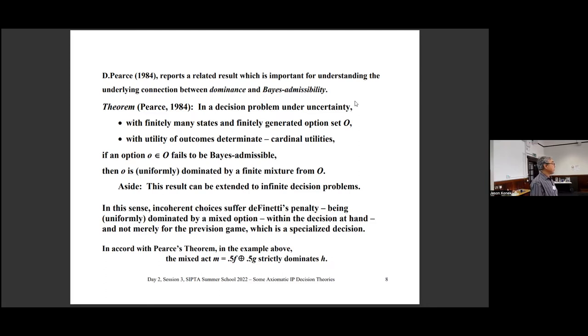This I take to be the best I can do to generalize de Finetti's intuition beyond the particular games of pricing. Take any decision problem, as long as you can formulate a cardinal utility for the outcomes; it doesn't have to be linear money, any cardinal utility. With the restriction to finite decisions, a finitely generated option set, and a finite state space, if you have an option which has no Bayes solution, meaning no matter what the probability it never maximizes expected utility, then there's something else that dominates it. That's the best I can do to give you a general version of it. De Finetti was proving that for special decision problems, these pricing problems, but it's not limited to pricing.